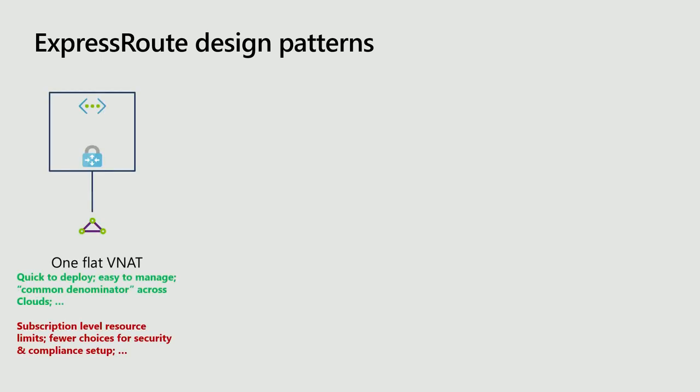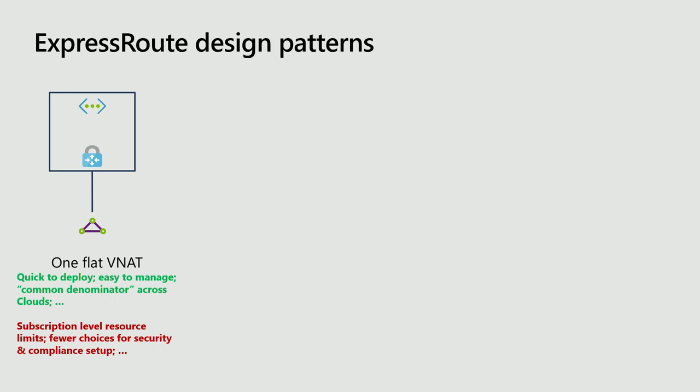So now I want to talk about ExpressRoute design patterns, specifically how you connect your VNets to ExpressRoute. The first one is you just create a big VNet, right? You put all your applications, all the VMs in this single VNet. This is actually very quick to set up and very easy to manage. And also, if you're adopting multi-cloud, you will find that this is a common denominator across all cloud service providers.